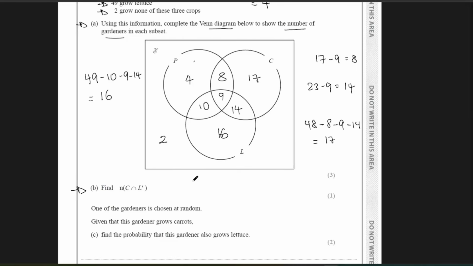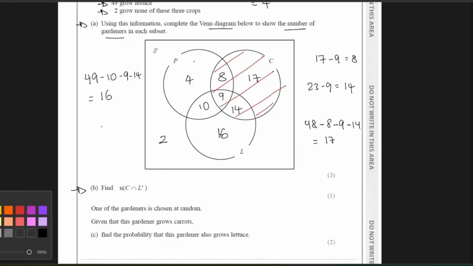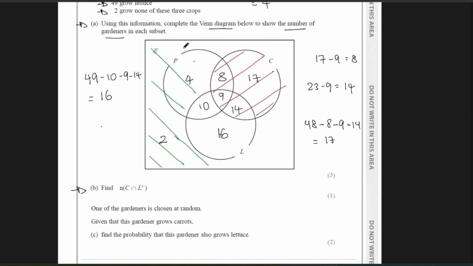Find the number of C intersect L prime. So let's figure out this intersection first. C intersect L prime. What is it? What area does it represent? So C is represented by this area. This is C, and this area will be intersecting L prime. What is L prime? Let's shade L prime with a different color. L prime would be the area outside of L. So everything outside of L looks like this.